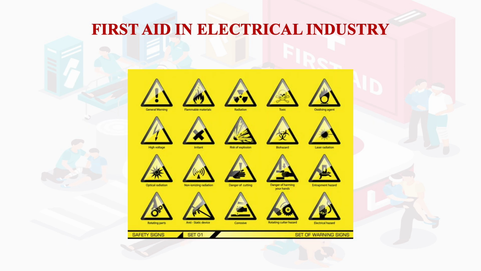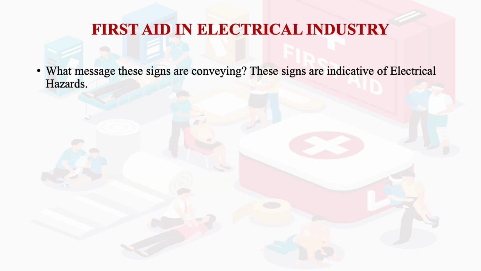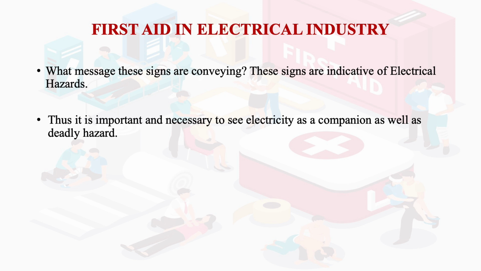Now, if you look, there are certain signages which explains different types of hazards in electrical industry. So, if we look at the danger and warning signs just shown above, it should immediately come to our mind that what message these signs are conveying. These signs are indicative of electrical hazards. We often come across the news of electrocution and electric shock. Thus, it is important and necessary to see electricity as a companion as well as deadly hazard.